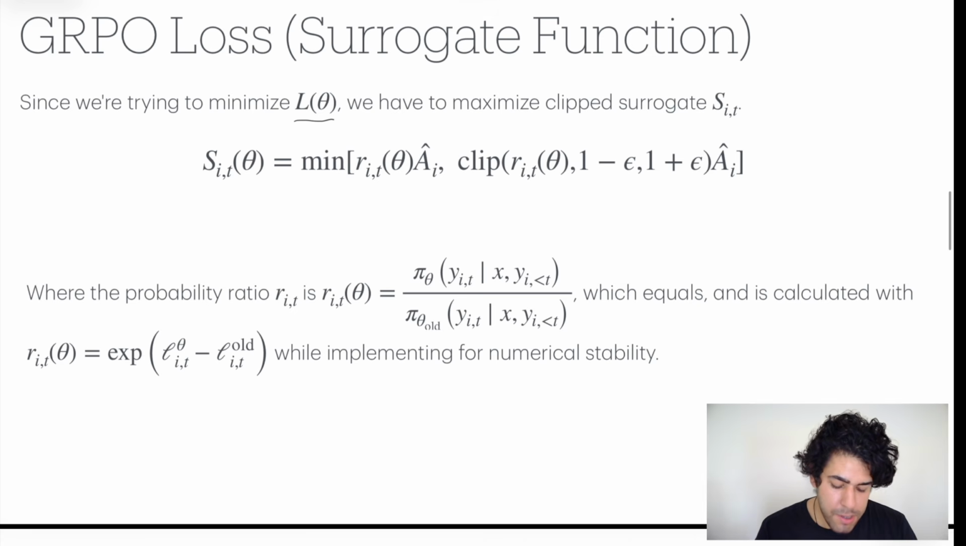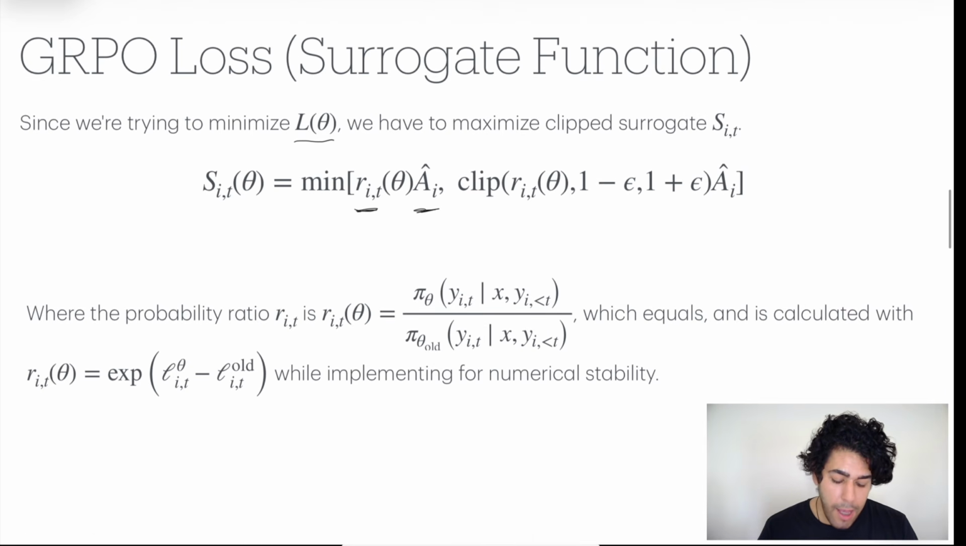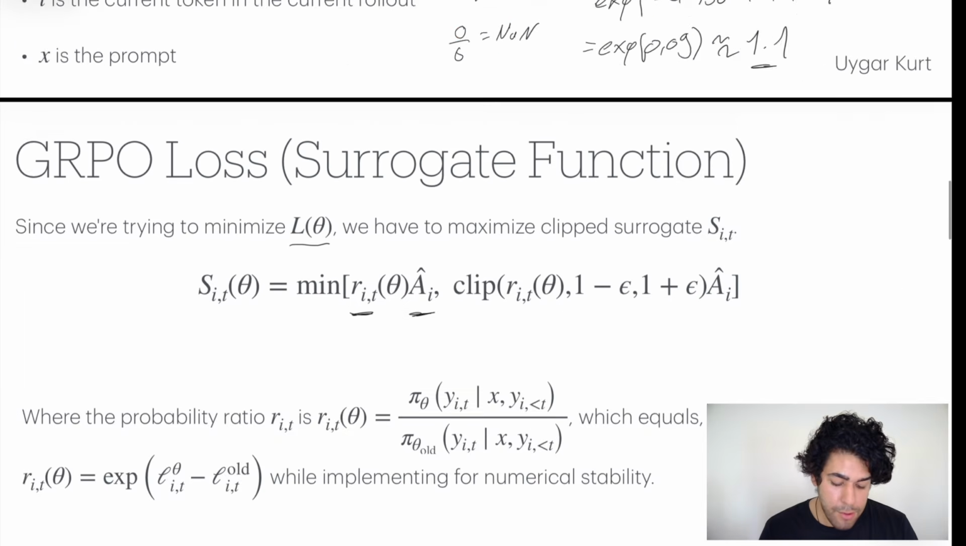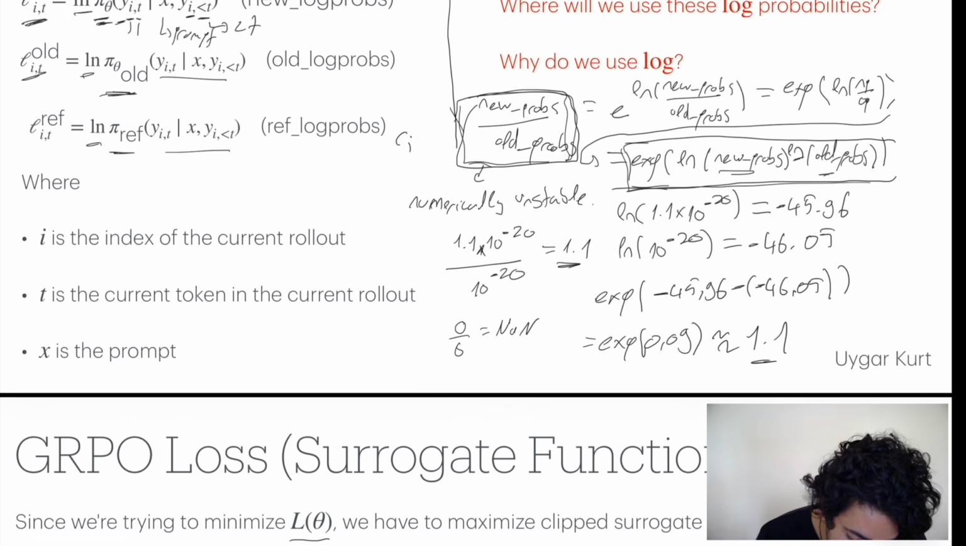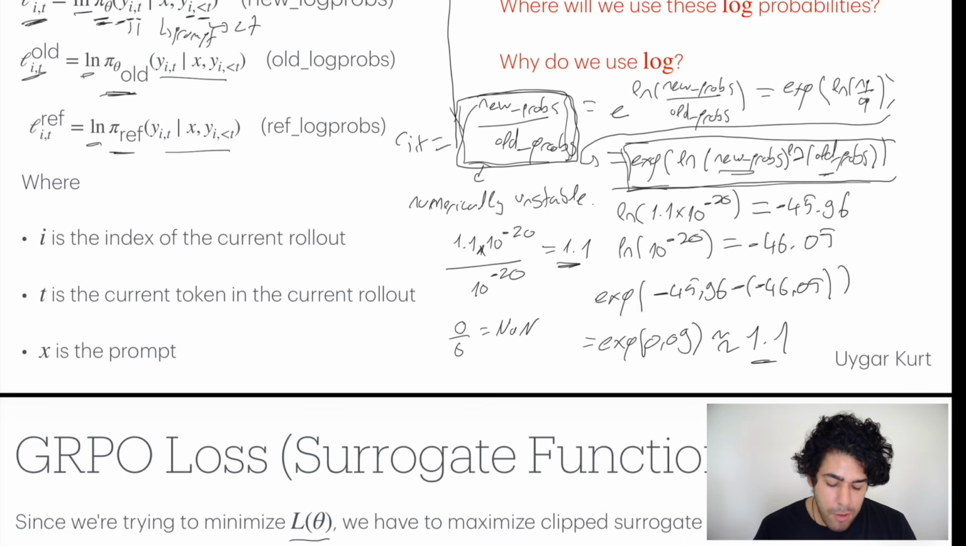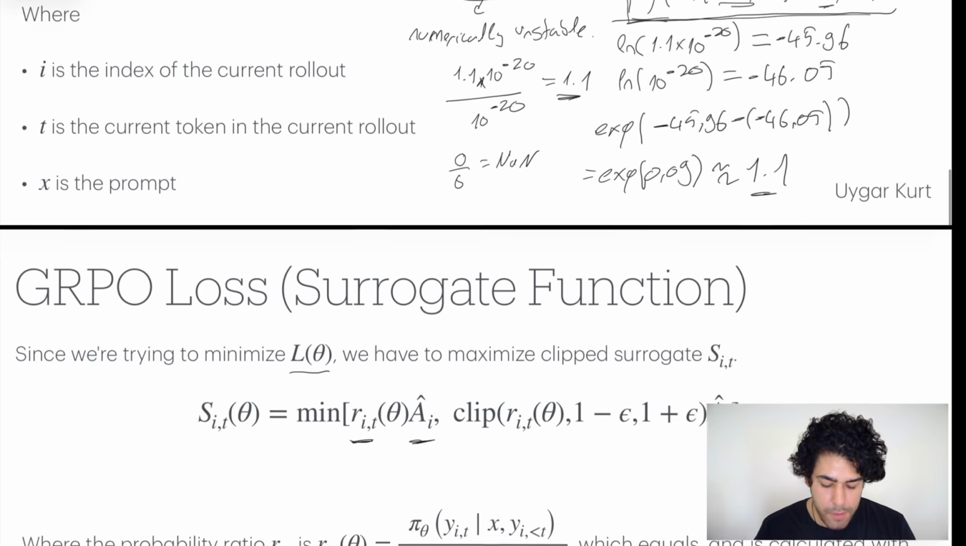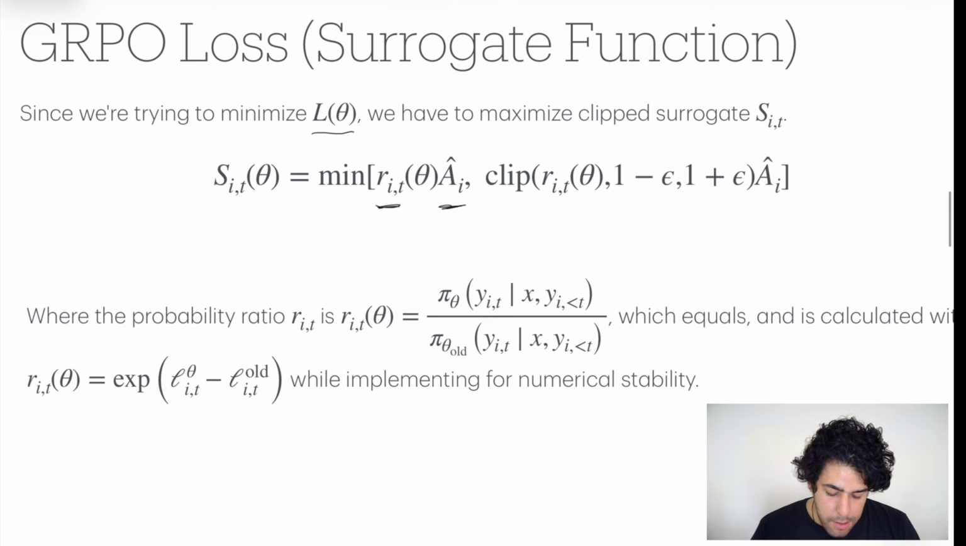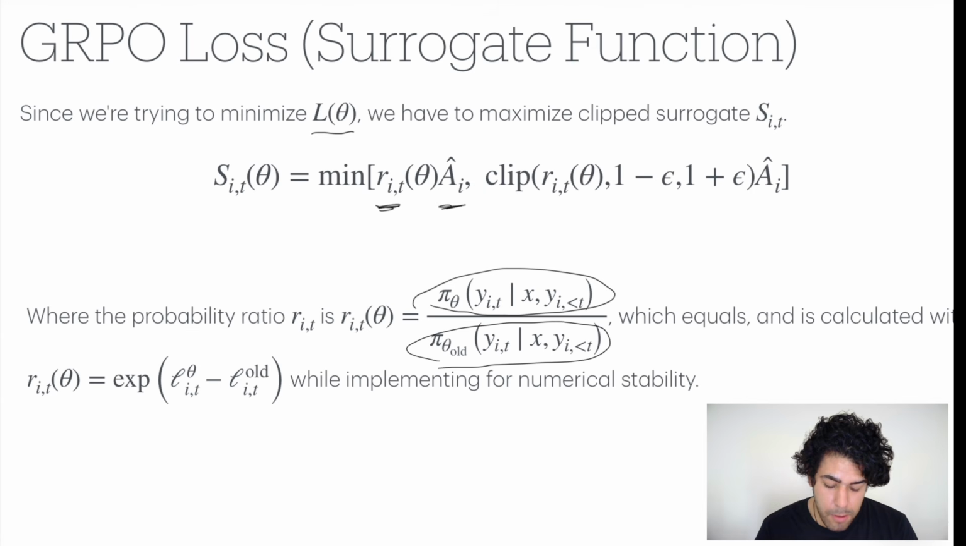And the surrogate function is basically this ratio, R_i,t theta, multiplied by advantage A_i. I will tell you what advantage is. And R_i,t, we actually already learned about it. This is R_i,t: the ratio of new probabilities divided by old probabilities at the ith rollout and t token. And we already know how to do it, so I put it in here too. Probability ratio is the comparison between the new probabilities and old probabilities.